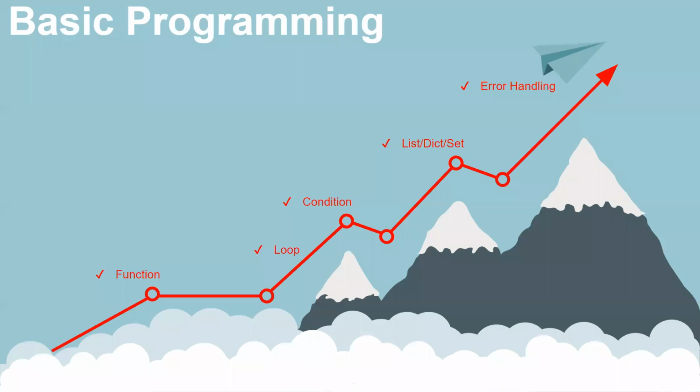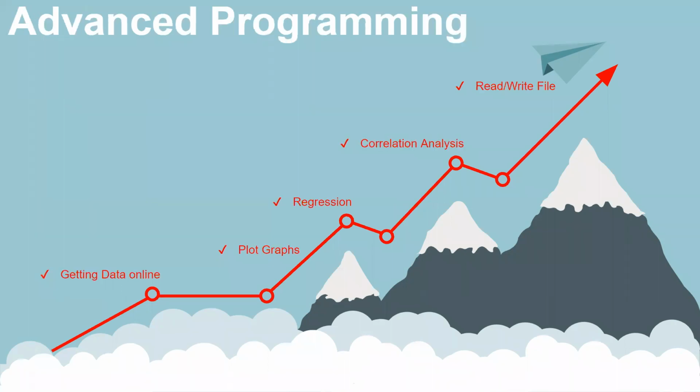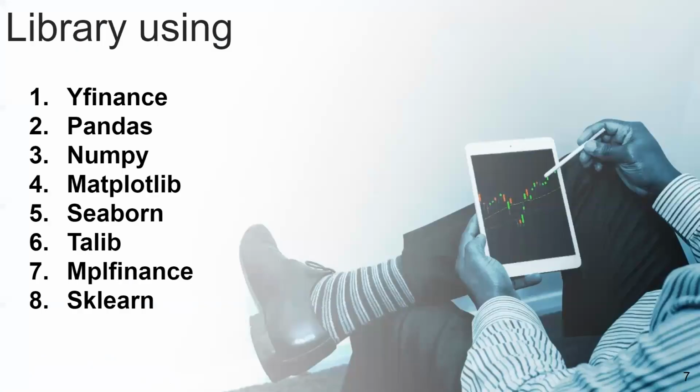In our program, we will use basic programming skills, such as function, loop, condition, list, and error handling. We also use advanced programming skills, such as getting data online, plot graphs, regression, correlation analysis, and read and write file. Here is a simple introduction of the libraries we use in our program.